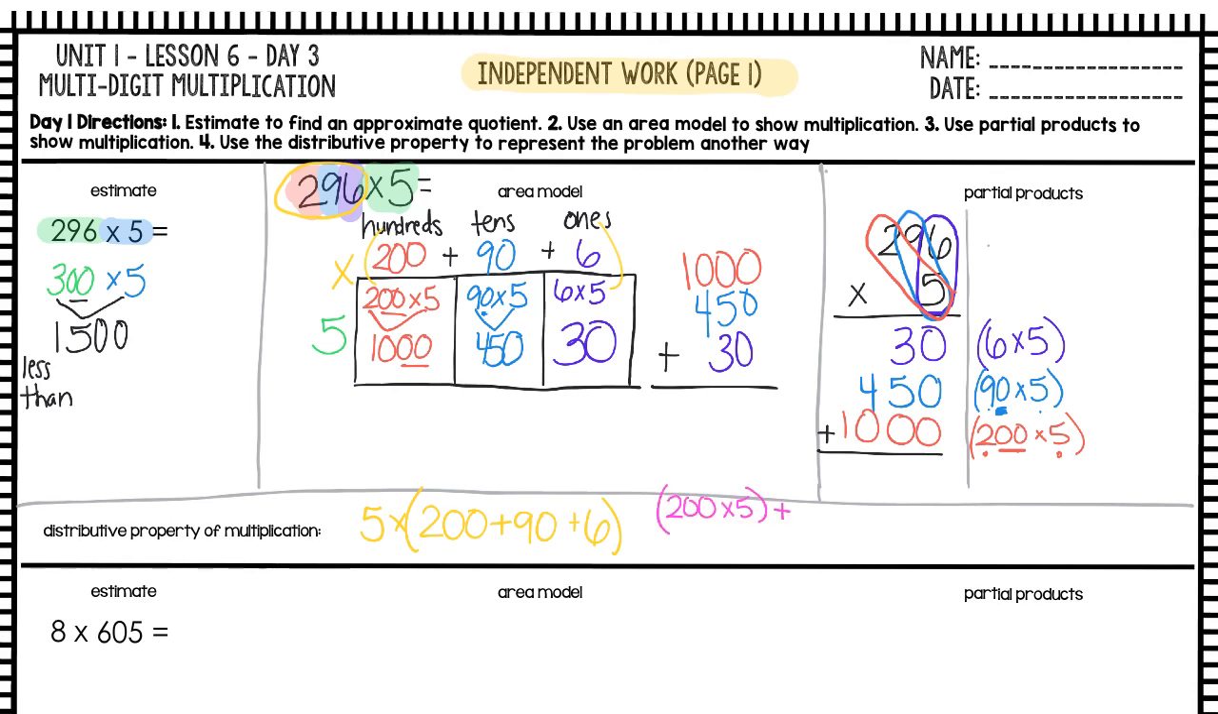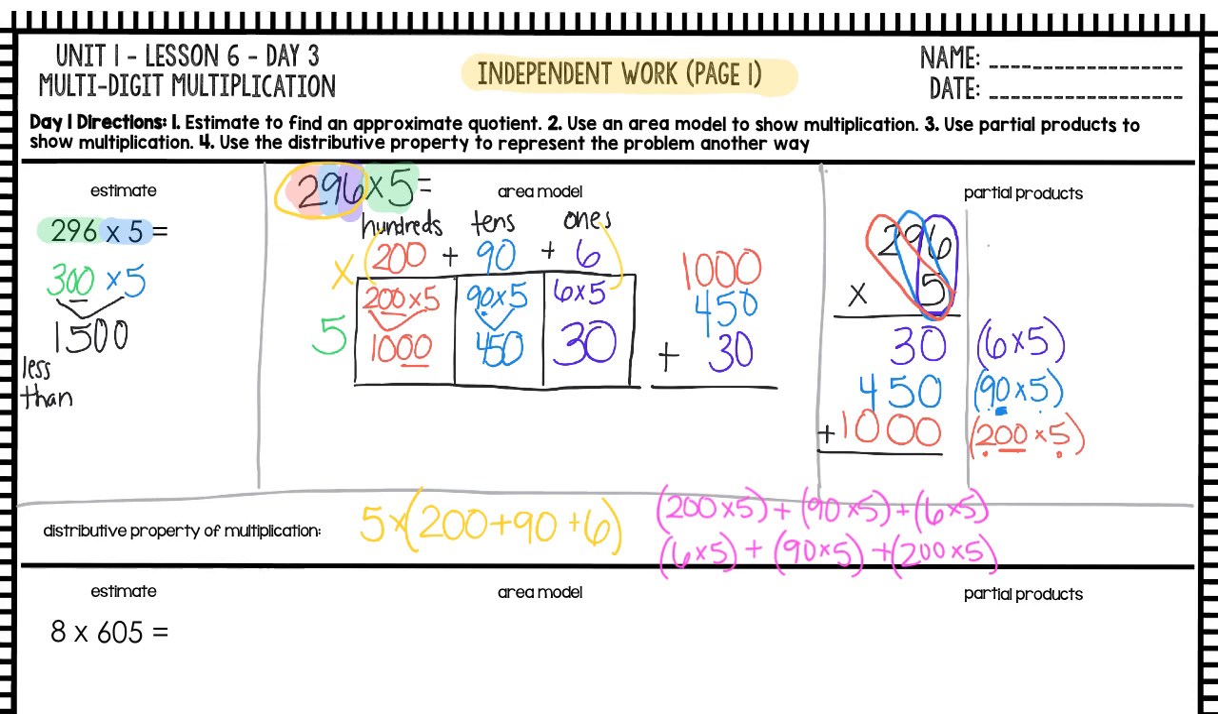In our area model, we started by writing 200 times 5 plus 90 times 5 plus 6 times 5. But in our partial products, we started with 6 times 5 plus 90 times 5 plus 200 times 5. But either way, it's correct. And it doesn't matter which order they go in, because multiplication is commutative.